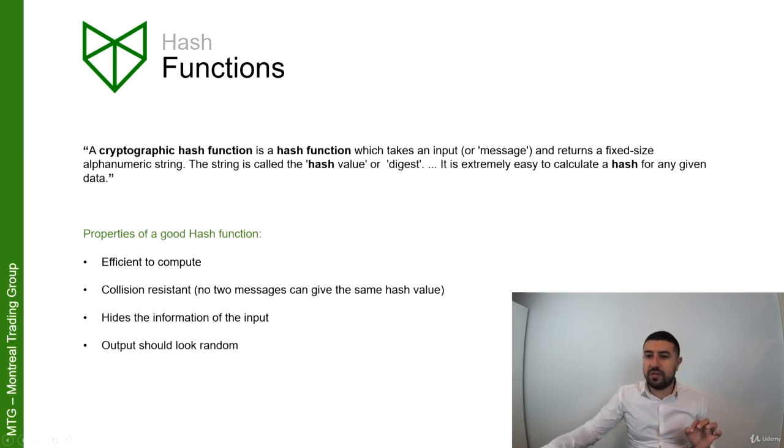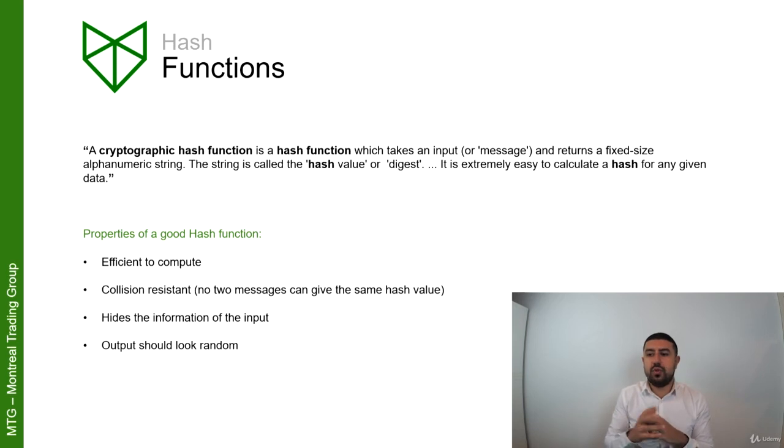A good hash function would be efficient to compute. This one was efficient to compute, very easy to compute, right? It hides the information of the input. It doesn't hide the information. I could see that information there, right? So somebody can reverse engineer it. The output looks random. It doesn't look random. So that's a very bad hash.